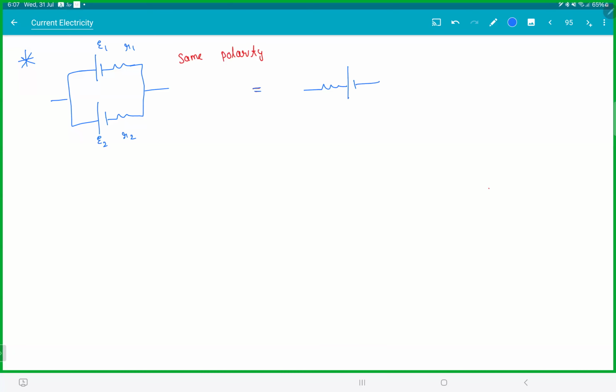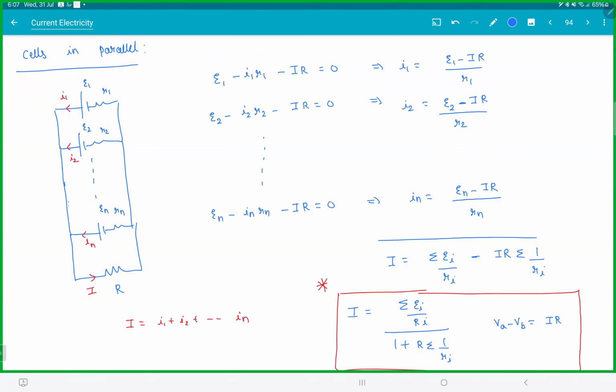And like this would be your R equivalent, and this would be your E equivalent, where E equivalent is E1 R2 plus E2 R1 by R1 plus R2, and R equivalent, they behave both are like in parallel. So you can replace both the bunch of batteries with this. There, have a look at this. Ei by Ri, the sigma is whole, right?